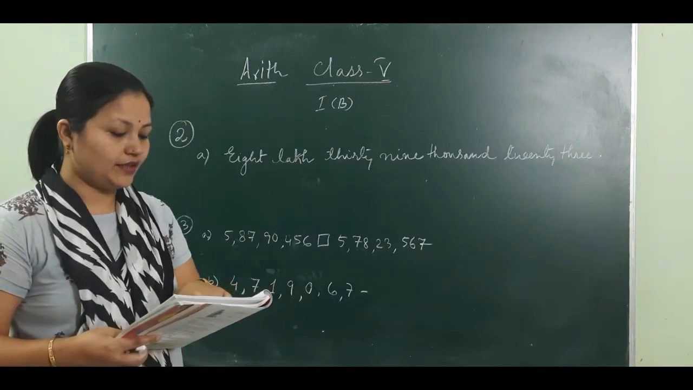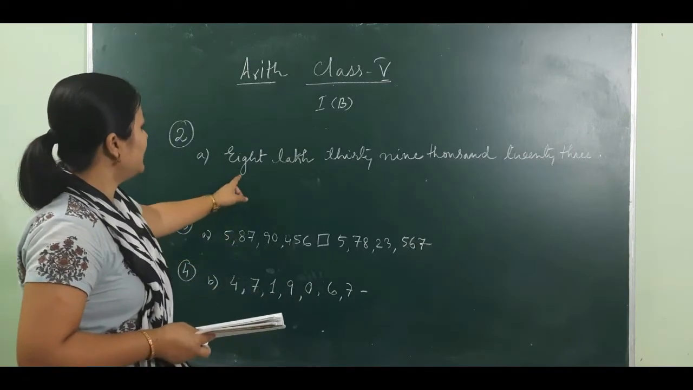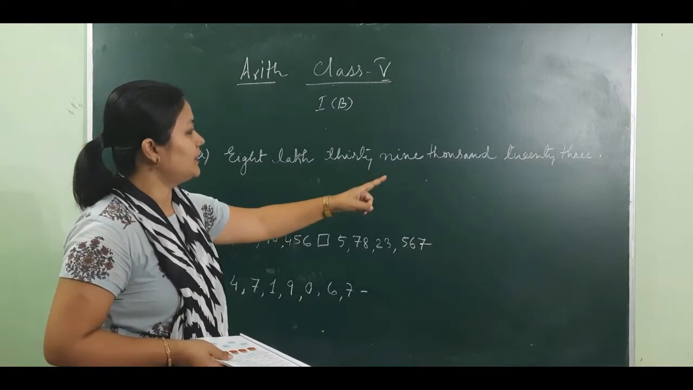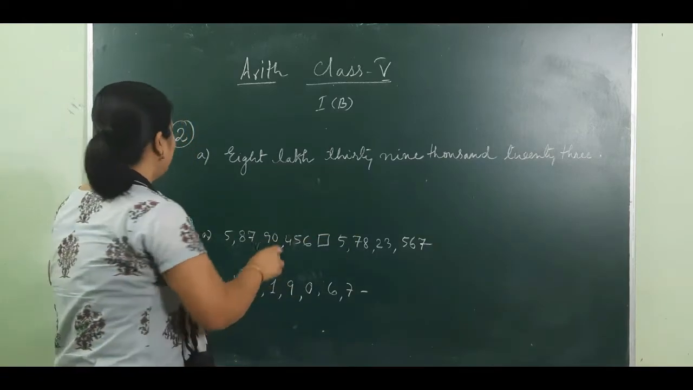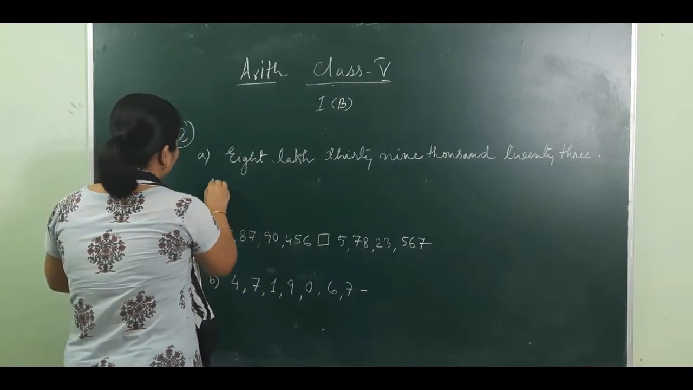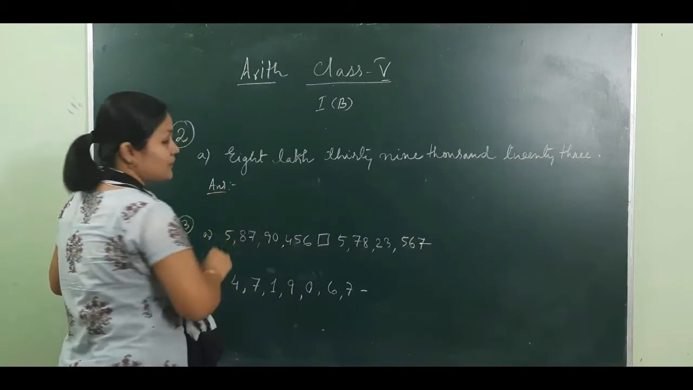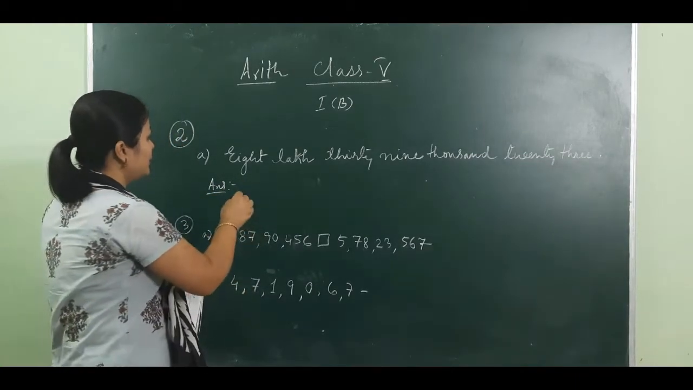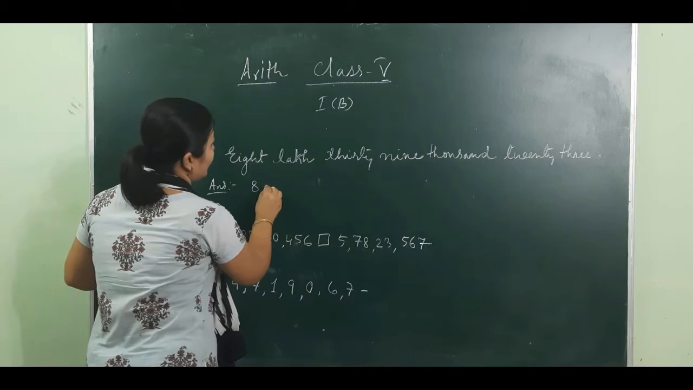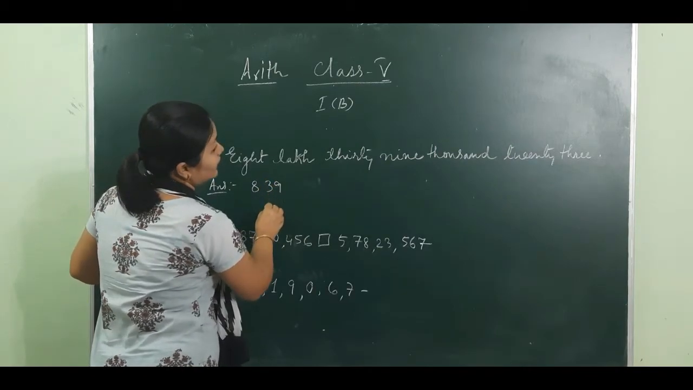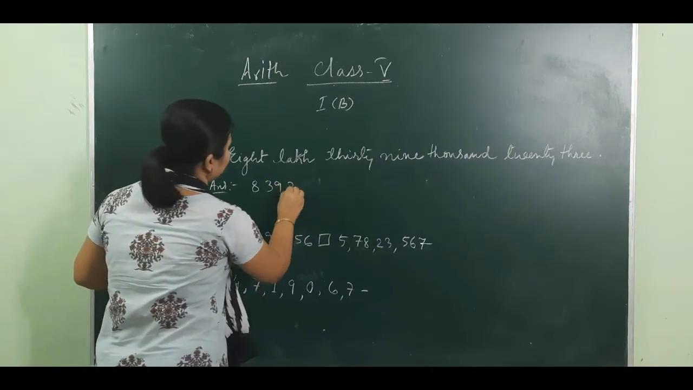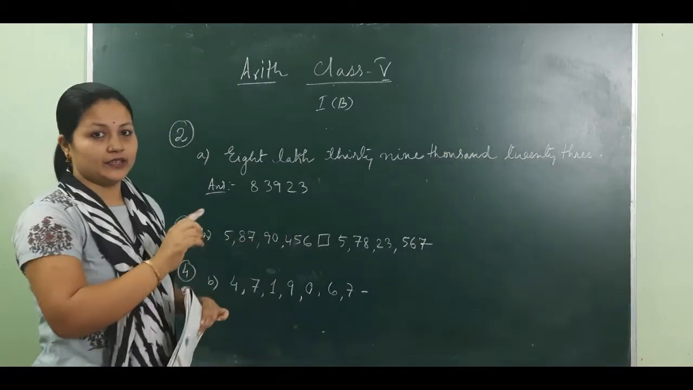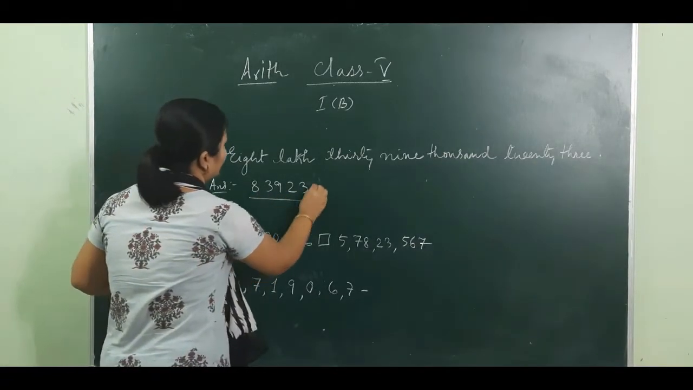Question number 2 is write in figure with comma. This question is 8,39,023. If you have to write this in number, some students used to do it like this. That's why I am showing you 8 lakhs. They will write 8, then 39,023. They will write just like this, but this one is wrong.